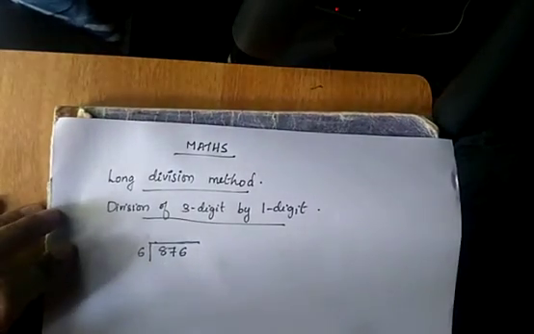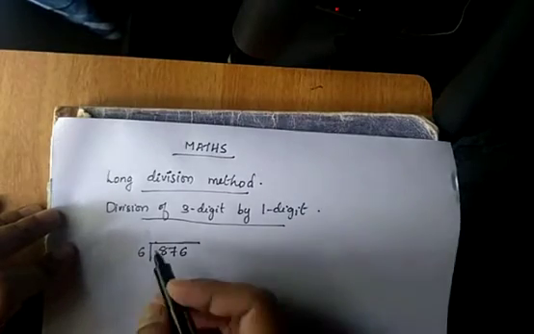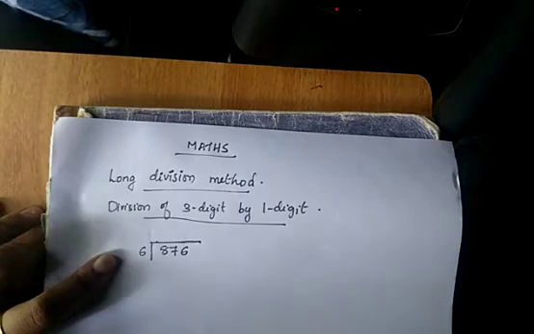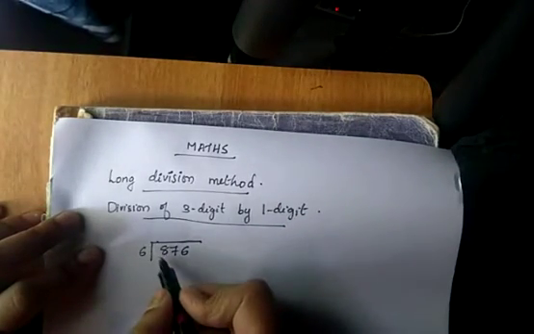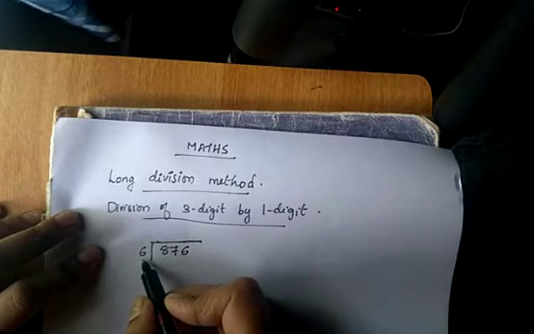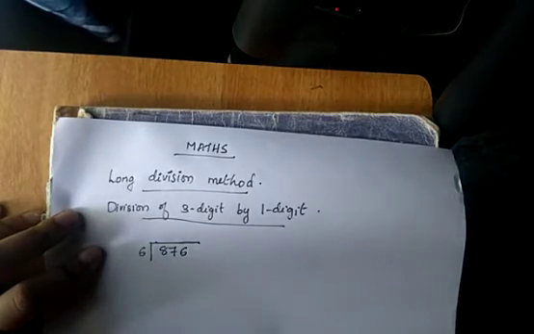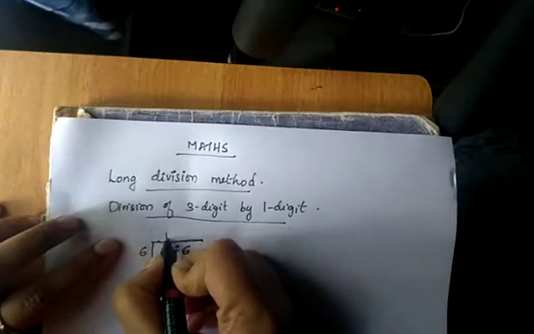So first of all we are going to look at the division of a 3-digit number by a 1-digit number. Here there is a 3-digit number 876 and a 1-digit number 6. Now we are going to do the division. The first term here is 8, which is bigger than 6. So how many 6s are there in 8? 6 ones are 6, 6 2s are 12. 12 is bigger than 8. So there is only one 6 in 8. So you will write the 1 here.